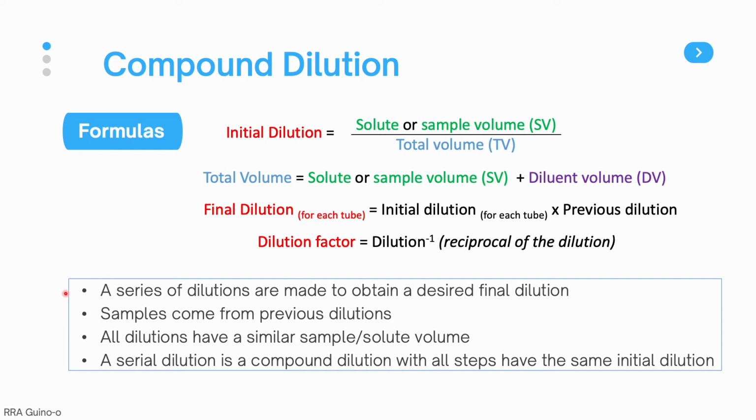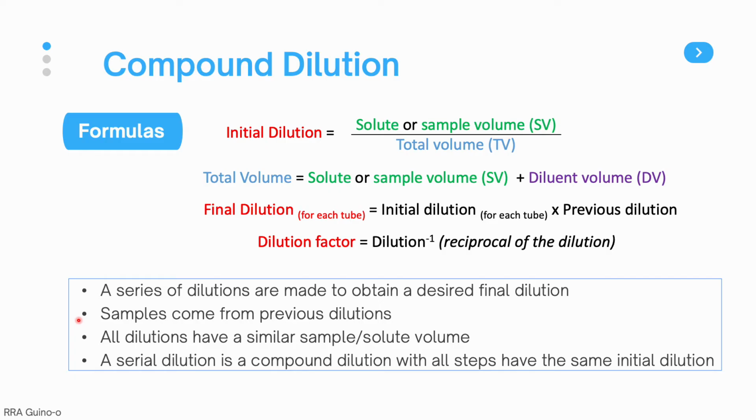Now, a compound dilution is a series of dilutions that are made to obtain a desired final dilution. Previously, in our simple dilution, it only takes us one step and one tube to create our desired concentration, but in a compound dilution, we have to use multiple steps and multiple tubes to obtain our desired final dilution. Also, in a compound dilution, the samples come from our previous dilutions.